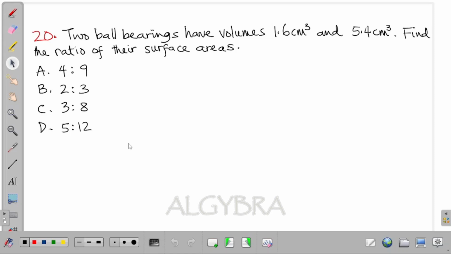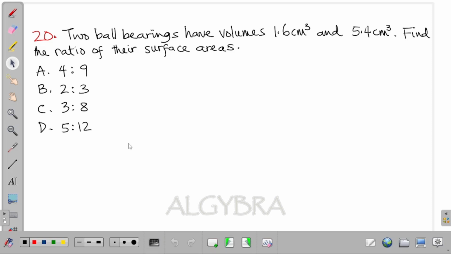So in today's video we're going to go through question 20 of the WAEC 2025 mathematics objective questions. Two ball bearings have volumes 1.6 cm³ and 5.4 cm³. Find the ratio of their surface areas. Option A is 4:9, option B is 2:3, option C is 3:8, and option D is 5:12.